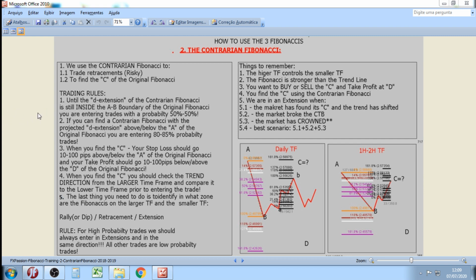Trading rules, everybody. Number one, as long as the D extension of the contrarian Fibonacci is still inside the AB boundary of the original Fibonacci, you are entering the trades with a probability of 50-50. And again, don't worry, everybody, we are going to spend a month or two on the Fibonacci's, okay? I'm going to show you everything. Number two, if you can find a contrarian Fibonacci with the projected D extension above or below the A of the original Fibonacci, you are entering 80-85% probability trades.